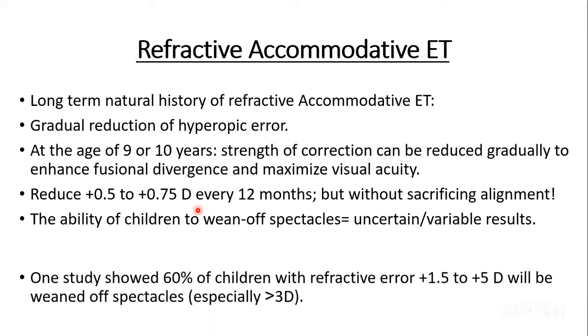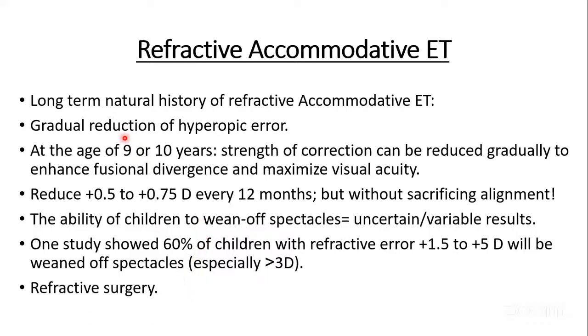Okay, we can skip this. Actually, here we are just speaking about the natural history of a patient with refractive accommodative esotropia. So usually the numbers will decrease as the patient grows. And if the patient has good alignment and good vision in both eyes, we will start reducing the hyperopic correction by plus 0.5 to plus 0.75 annually, to wean off the spectacles or decrease the spectacle numbers.